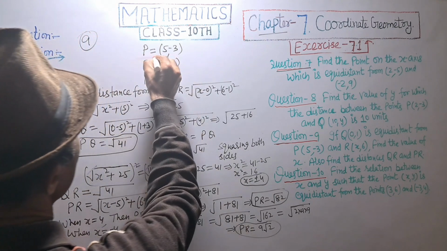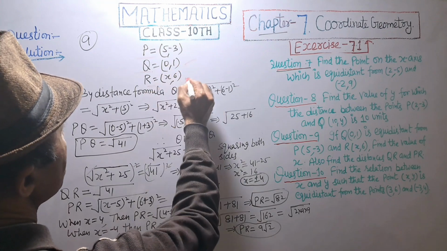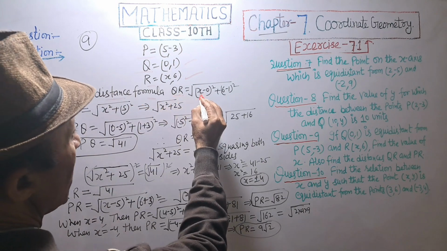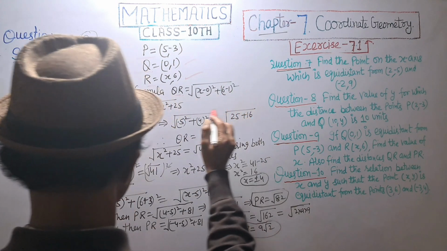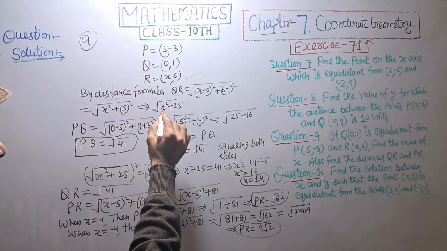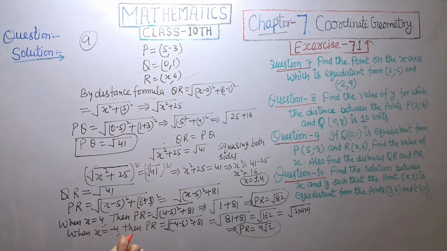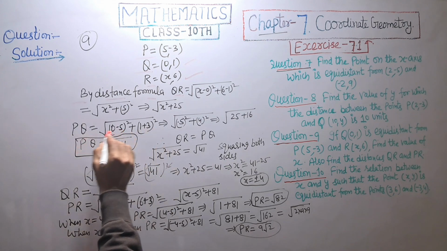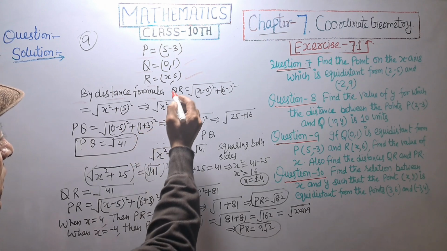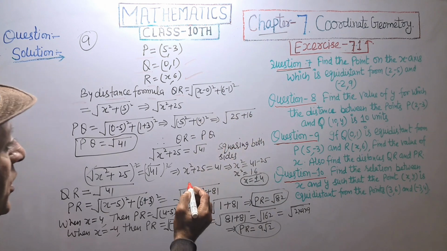Given P is equal to (5, minus 3), Q is equal to (0, 1) and R is equal to (x, 6). By distance formula, QR is equal to under root of (x minus 0) square plus (6 minus 1) square. x square plus 5 square, 5 5s are 25. So QR is equal to under root of x square plus 25. And PQ by distance formula is (0 minus 5) square plus (1 plus 3) square, is equal to 5 5s are 25 plus 4 4s are 16.